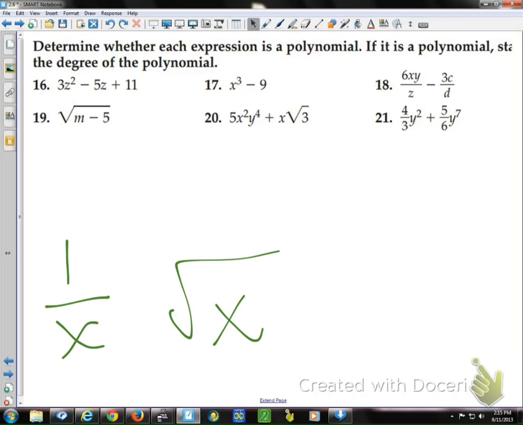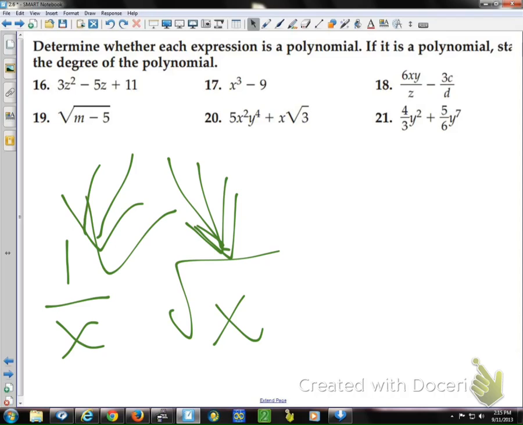Cody, what do you think about 19? Yes or no? Why not? Yes, you do know. I drew both of them on the board. Which of these two things is happening, Cody? The left or the right? The right. That's right. Square roots. You cannot have a variable under a square root, so it's no.